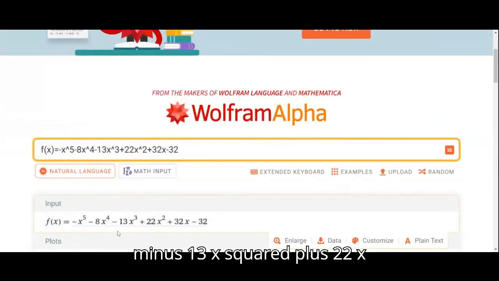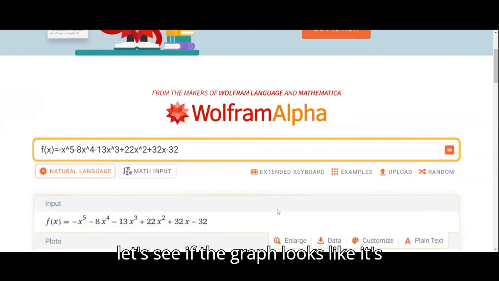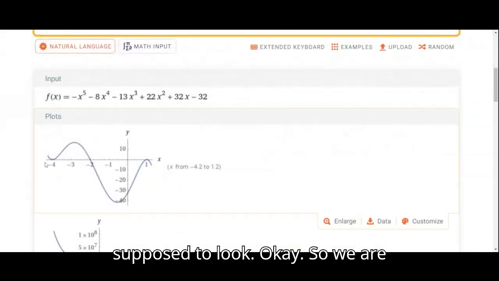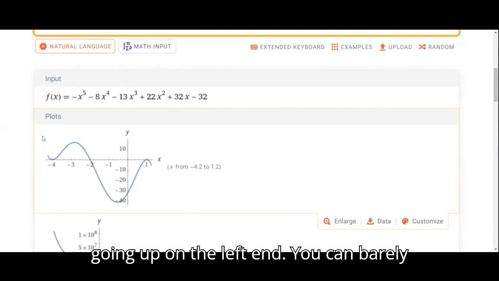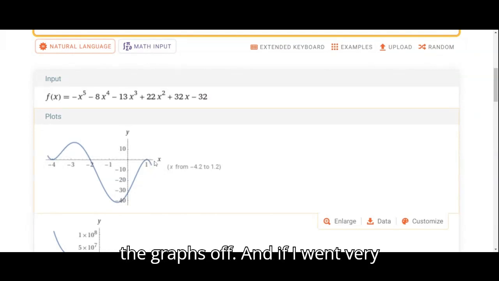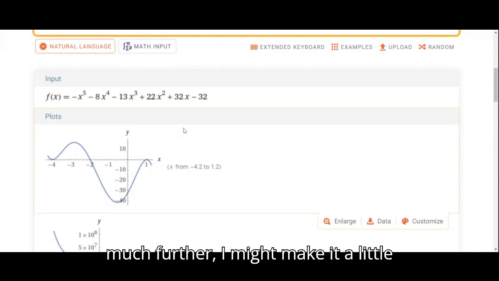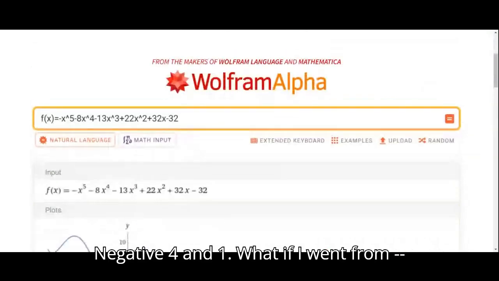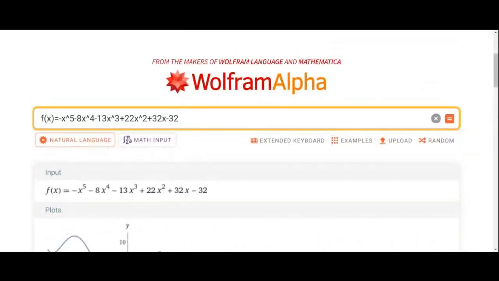Yep, okay. So let's see if the graph looks like it's supposed to look. Okay. So we're going up on the left end. You can barely see that, but that's because they've chopped the graphs off. And if I went very much further, I might could make it a little bit better. Where did they chop it off? -4 and 1. What if I went from, maybe I can make that look a little bit better.